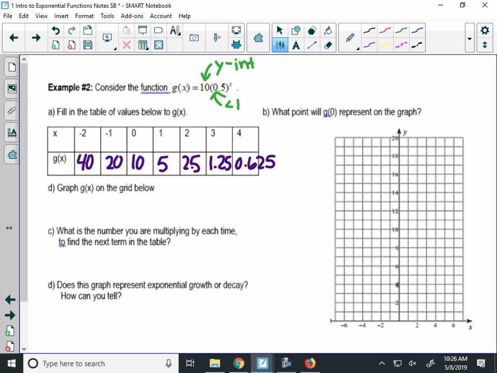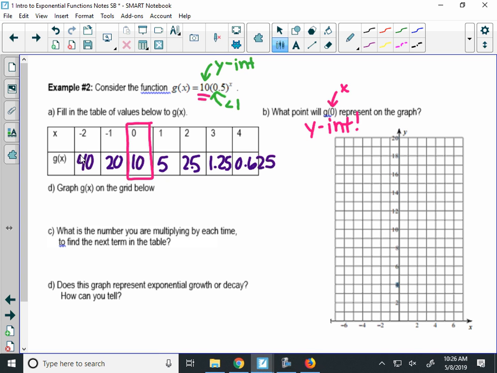Alright, hopefully you're able to use Desmos to fill in the rest of that table. It says, what point will g of 0 represent on the graph? So when I look at the table here, g of 0, 0 is my x value because it is in the parentheses. The output is 10. Well, we already said that 10 is the y-intercept. So when I graph this function, it's going to cross the y-axis at 10.